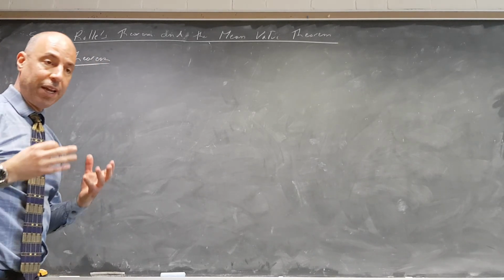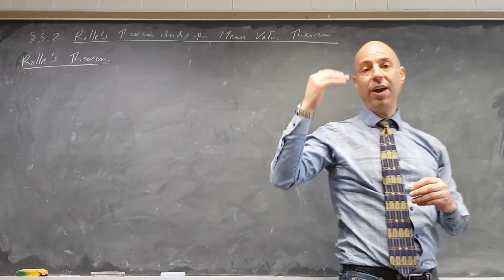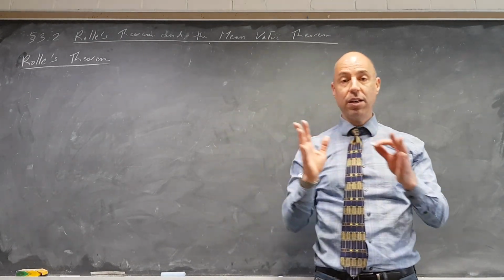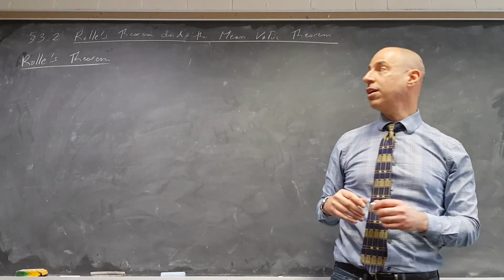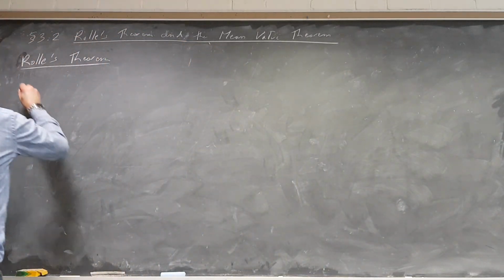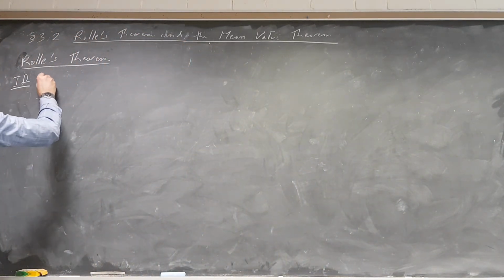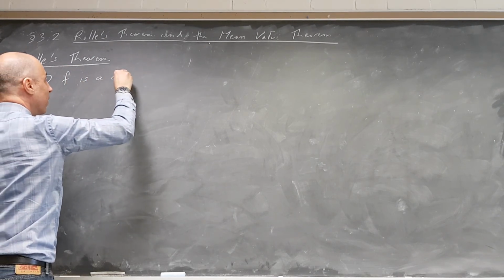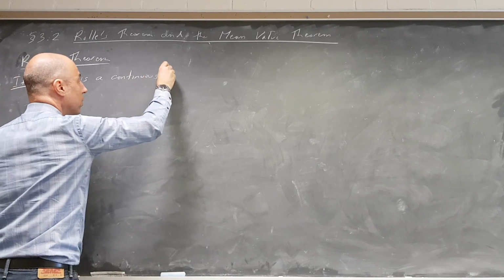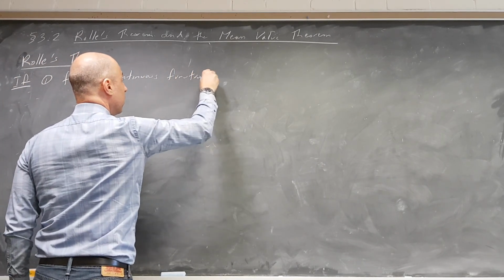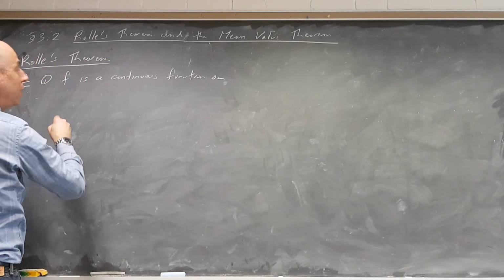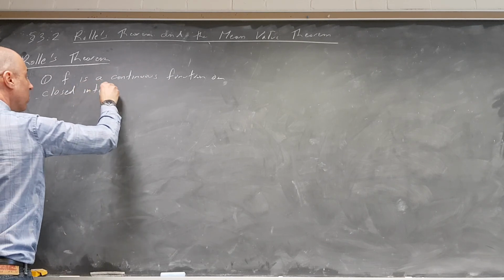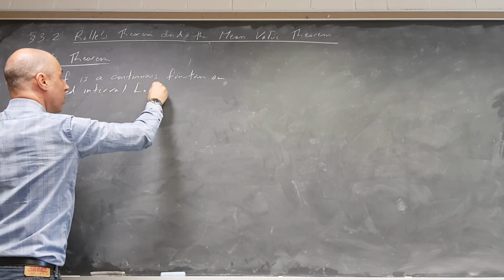Rolle's theorem, like most theorems, has the typical structure: if, and then some conditions, which we call hypotheses, then a conclusion. So if the conditions are true, then the conclusion must be true. So if f is a continuous function on the closed interval [a, b].